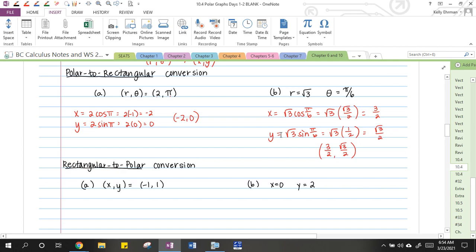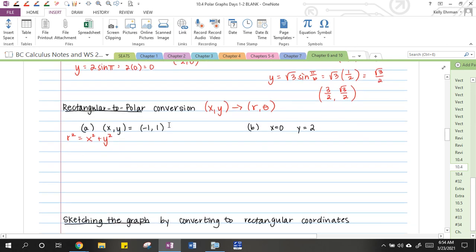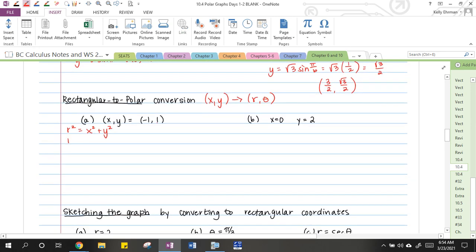What if we're going the other way? What if we have xy and we need to know what the polar coordinate is? So if I have xy, I can find the polar coordinate by saying, remember, we have that Pythagorean theorem, r squared is x squared plus y squared. And I don't need to change x and y. I don't need to have them in their polar form because I already have the numbers here. So r squared is -1 squared plus 1 squared. r squared will be 2, so r will be square root of 2.